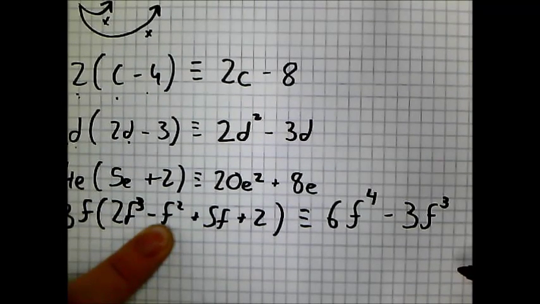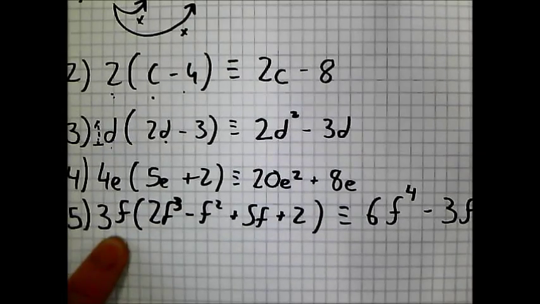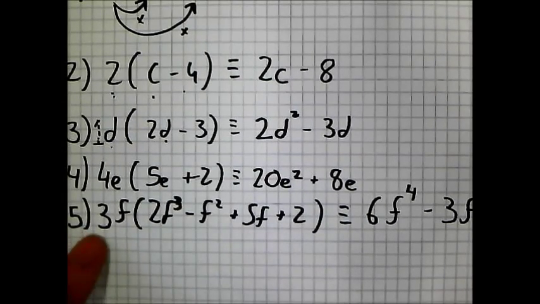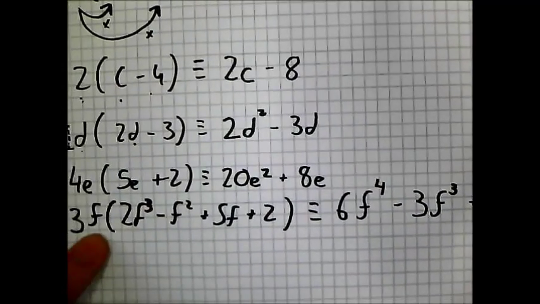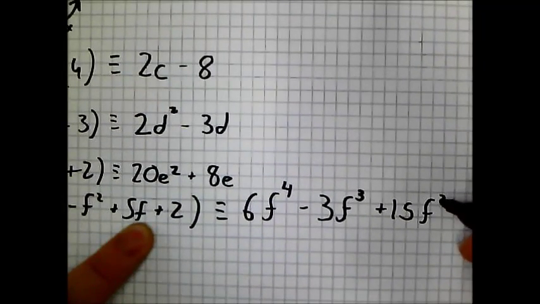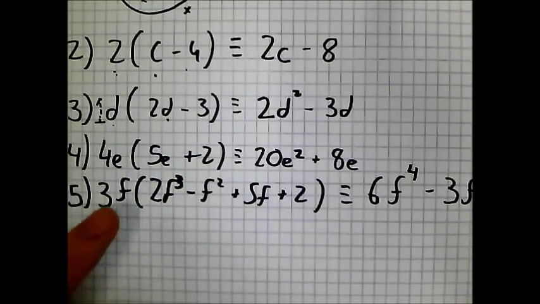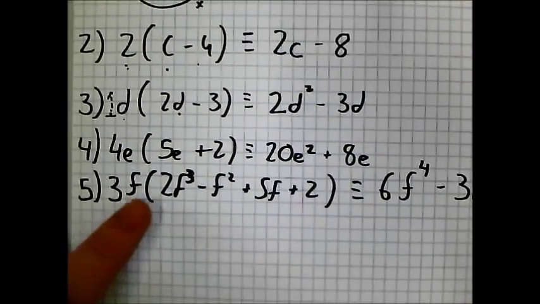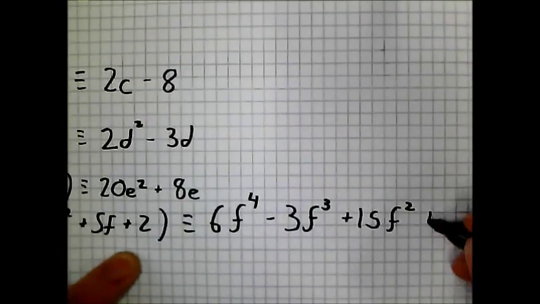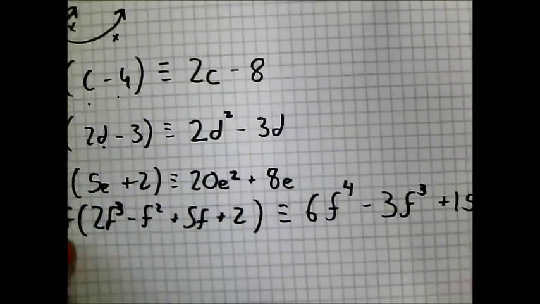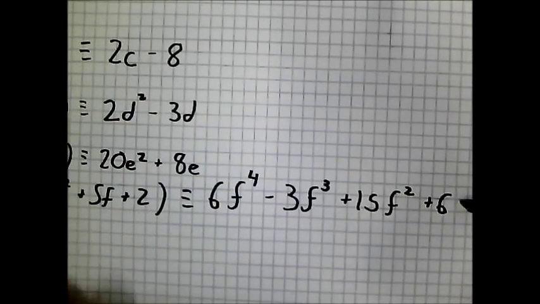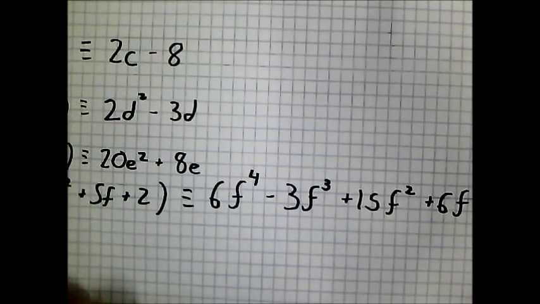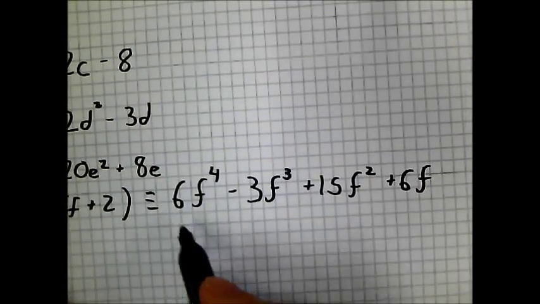Okay. 3f multiplied by 5f. 3 times 5 is positive 15. f times f is f squared. And finally 3f times 2. 3 times 2 is positive 6. f times no letter, so f multiplied by 2 is just one lot of f. And that's your final answer.